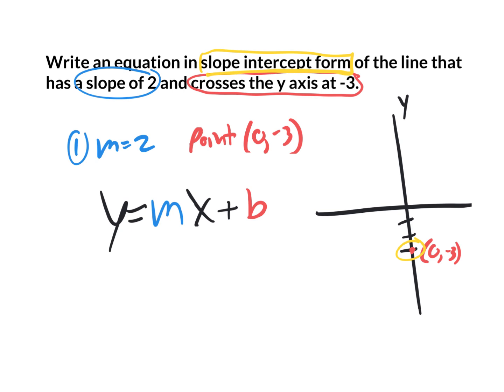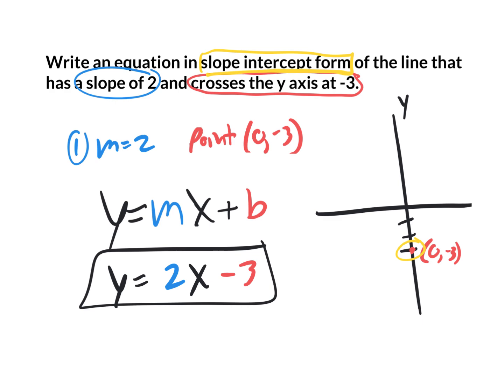What's your answer going to be without doing any math? Y equals 2x plus the b value, which is -3. And that's it. That's your answer.